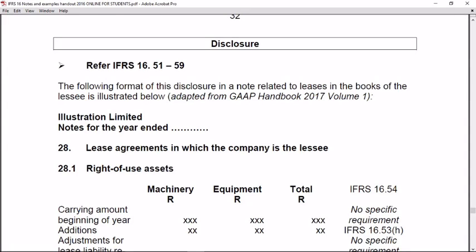IFRS 16 Leases Disclosure. Please refer to IFRS 16 paragraph 51 to 59 for the disclosure requirements in the books of the lessee. The following format of this disclosure in a note related to leases in the books of the lessee is illustrated below. Please use this template for study purposes.